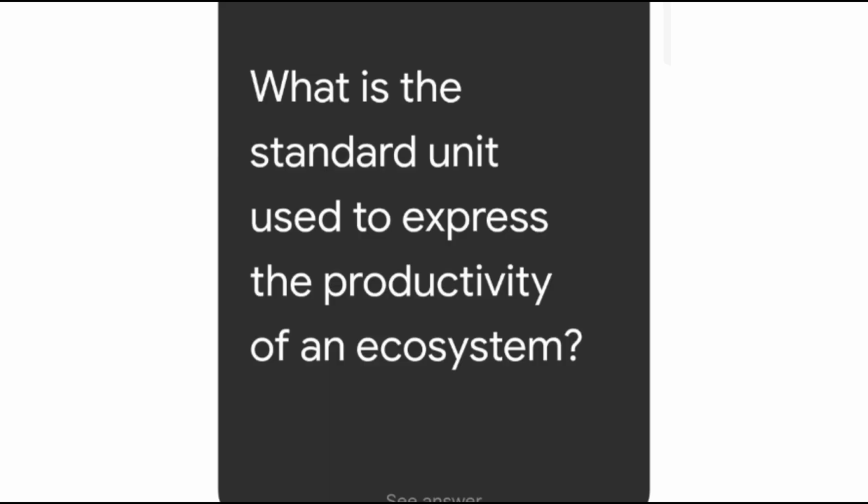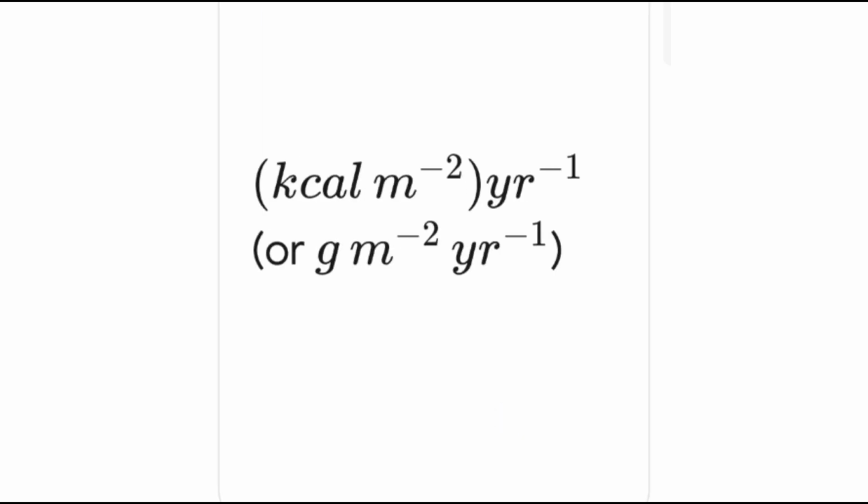The protein portion of a conjugated enzyme is known as apoenzyme. So here the answer is apoenzyme. What is the standard unit used to express the productivity of an ecosystem? So the standard unit used for the productivity of an ecosystem is kilocalorie per meter squared per year, or gram per meter squared per year.